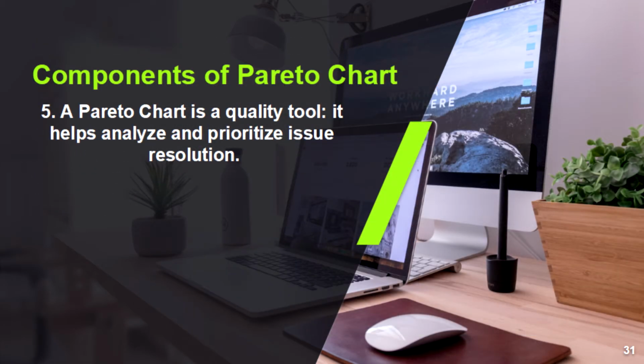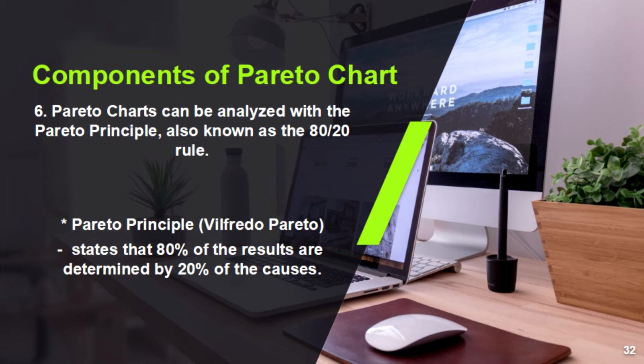Fifth is, a Pareto chart is a quality tool. It helps analyze and prioritize issue resolution. One is, the first bars are always the tallest, and they indicate the most common sources of defects. Two is, the cumulative percentage line indicates which defects to prioritize to get the most overall improvement.